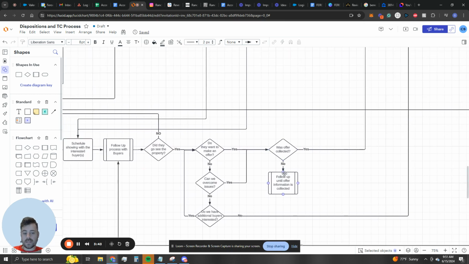Was the offer collected? Like I said before, if there's an offer, follow up until the offer is canceled or collected, right? They go in there, they say they want to make an offer, right? They say yes. Was it collected? No. Okay, well, we need to follow up with them until we get an offer. Self-explanatory, right?